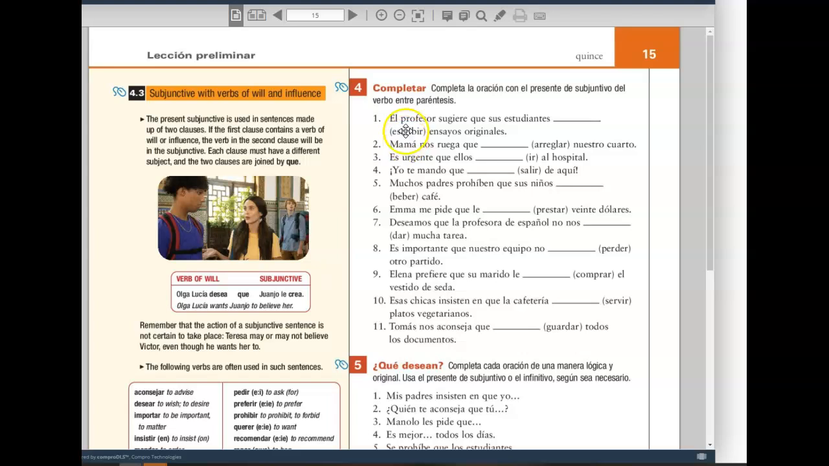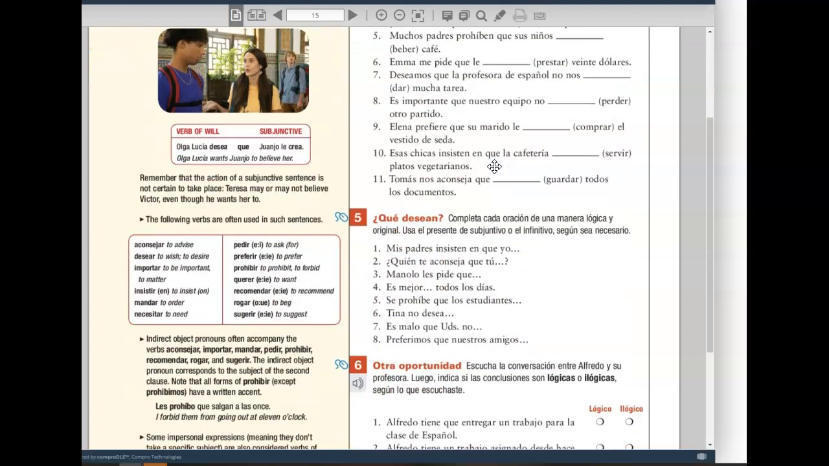Exercise 4, you have two clauses on either side of the conjunction que. You're conjugating the verbs in the second clause in the subjunctive. And then for 5, we created our own responses, finishing off the second clause with your own authentic response. For example, number 1, mis padres insisten que yo. What do your parents insist that you do? And then whatever that is, that verb would be conjugated in the yo form in the present subjunctive.